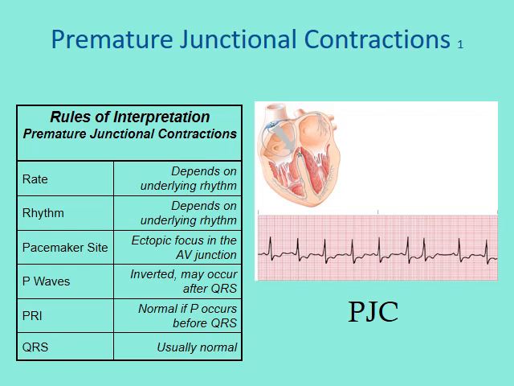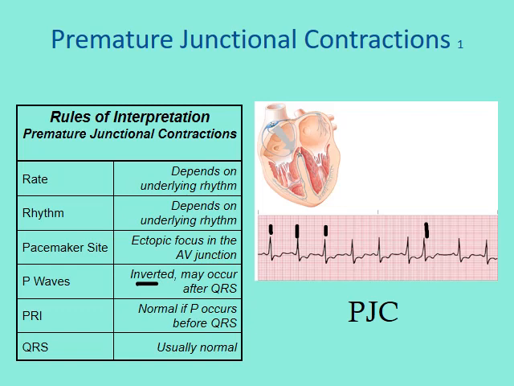Let's talk about PJCs, premature junctional contractions, depending on underlying rhythm for the rate and the rhythm. So the pacemaker site is an ectopic focus in the AV junction saying, I want to start the wave. P waves are inverted. They may occur before, after, or in the middle. So you get your calipers out to see if your rhythm is regular, and you go down the line, and then you say, hey, that ain't right.